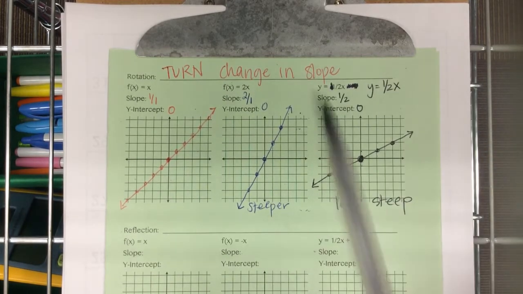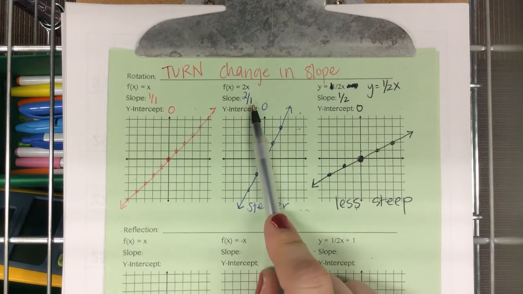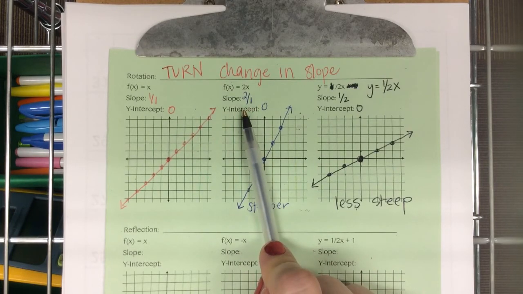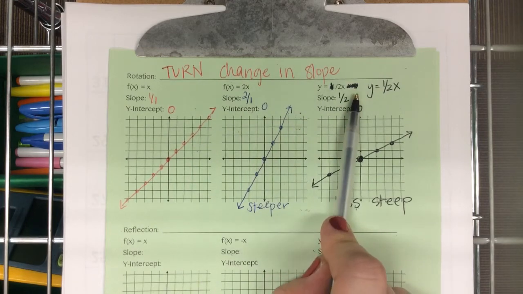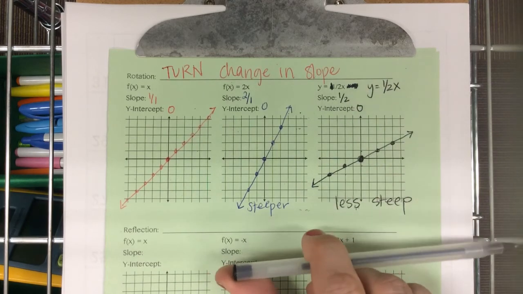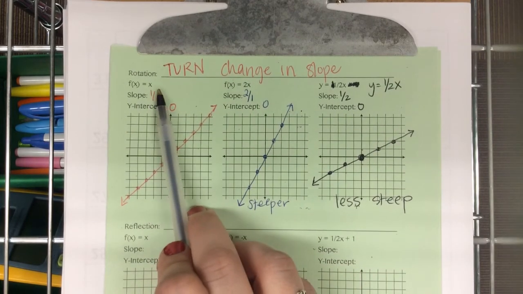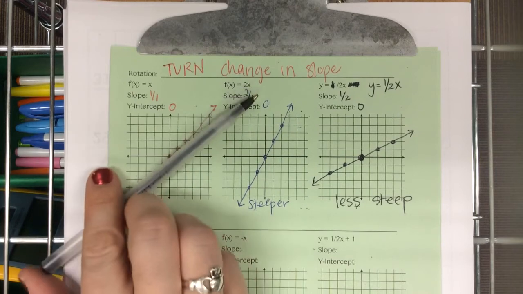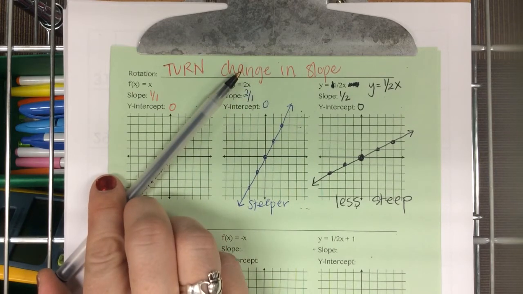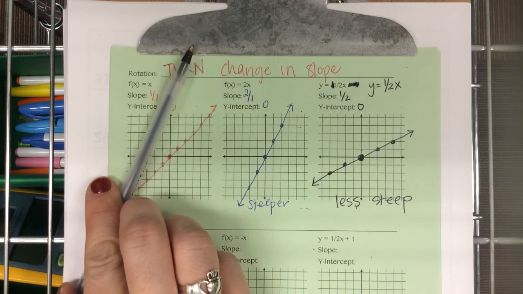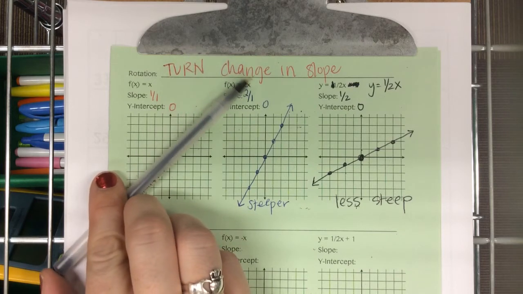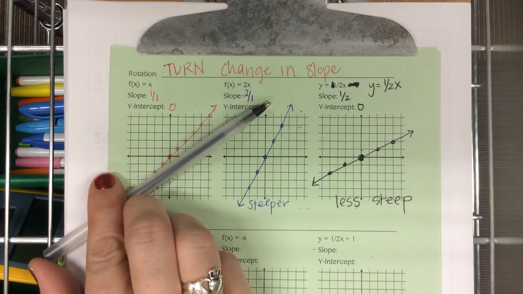So the bigger the number, 2, 3, 10, the steeper your line. The smaller your number, 1/2, 1/4, 2/3, the less steep your line, the more it flattens out. Which makes sense because 1/1 is perfectly diagonal. So if you get any bigger than 1/1, it's going to go up. If you get any smaller than 1/1, it's going to go down.